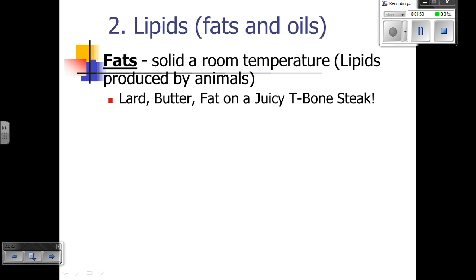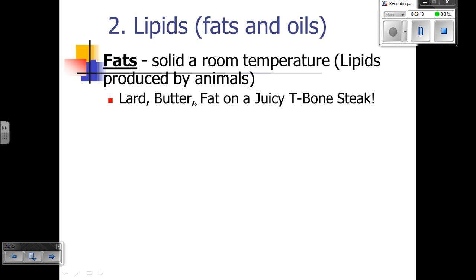So fats. Fats are lipids that are commonly found in the solid state at room temperature. Okay, so they're solids at room temperature. And most often fats are lipids that are produced by animals. Okay, so let me give you an example. Lard is produced by animals. Butter is produced from animals.